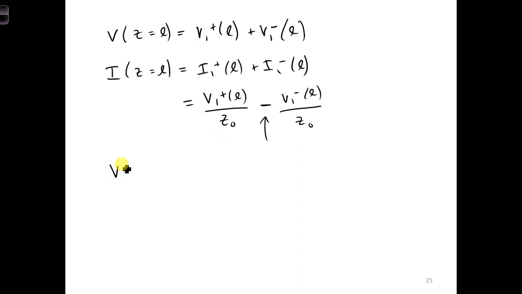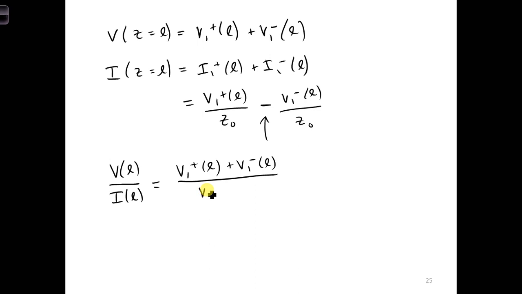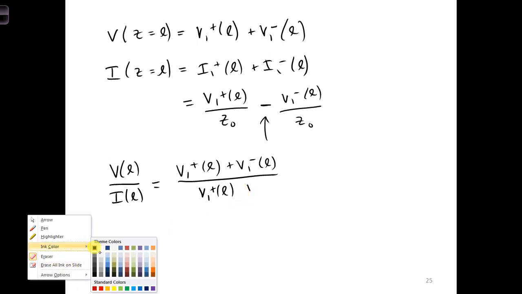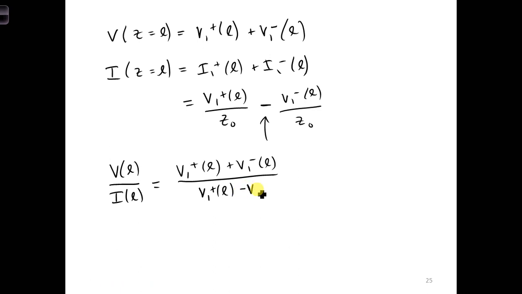Putting all this together, we can write the total voltage over the total current as being equal to V1 plus plus V1 minus at L over the current, which is V1 plus minus V1 minus, all over Z0. Maybe I'll put a parenthesis there, and this is all equal to RL.